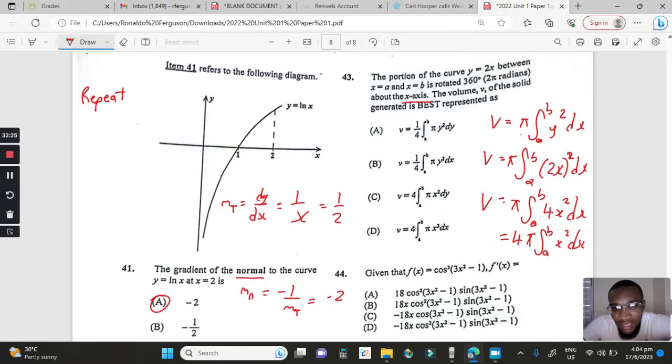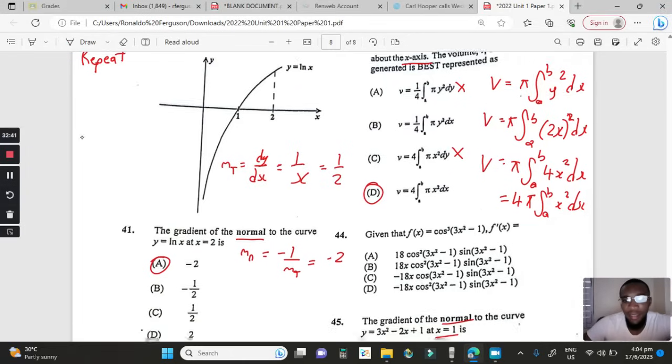So we're looking for 4 pi x squared, pi x squared times 4. I'm looking for dx, so anything with dy is out. So here it is, D. Alright, so hard to find.